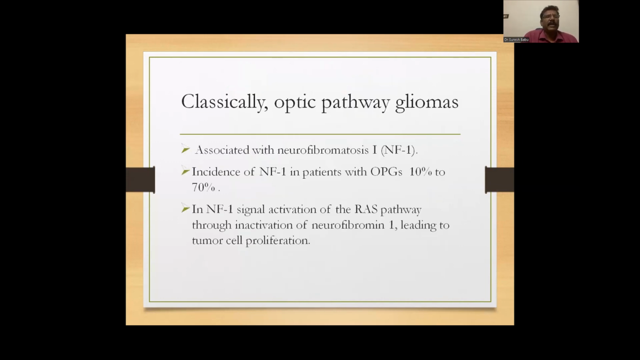So optic pathway gliomas can be divided into those associated with neurofibromatosis 1 or sporadic optic pathway gliomas. Here is the classic optic pathway glioma. They are mostly associated with neurofibromatosis 1. The incidence of neurofibromatosis in optic pathway gliomas has a wide range. It varies from 10% to 70%.